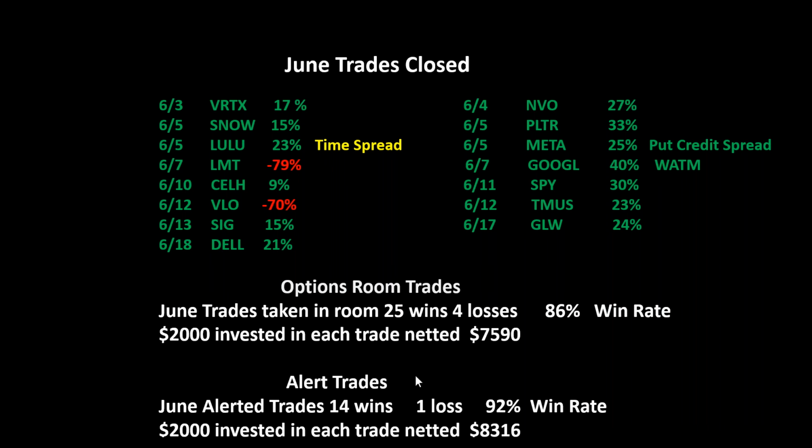Because I'm pretty picky on these alert trades. Sometimes in the room we'll take something that's not as high as some of the alert trades because we can react more quickly. We can make some modifications to it. I can't really do that on the alert service. But in this particular case, in June, 14 wins, 1 loss, 92% win rate, and 2,000 invested in each trade, netted 83.16 in the alert trades in June. So June was a good month. Again, I may be missing a trade in here. I'm not sure. I'd have to go back and look because the month just ended.